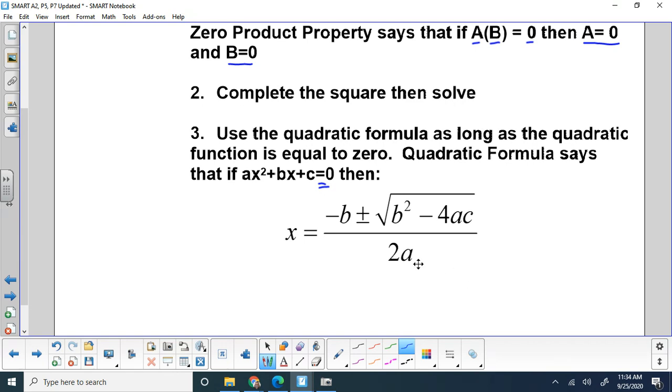In the quadratic formula, we've all heard the song, but I'll sing it one more time for you. X equals negative b plus or minus the square root of b squared minus 4ac all over 2a. Hopefully you get that tune stuck in your head. It's not uncommon for students to bob their head to that tune as they're doing the problems.